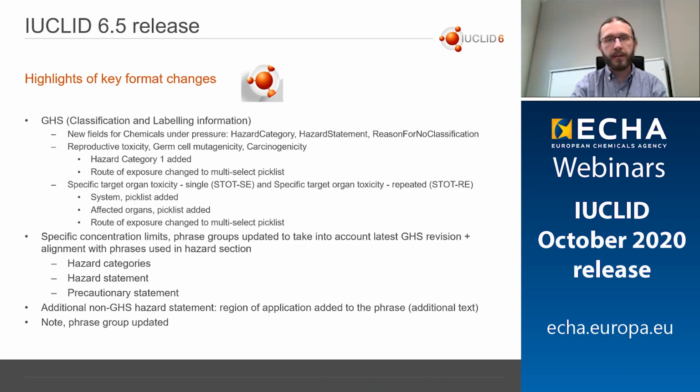Some examples of these changes are the new fields for chemicals under pressure, the introduction of category 1 for reproductive toxicity, germ cell mutagenicity, and carcinogenicity. We have also structured some fields to provide information of affected system and organs. Some additional changes were made in order also to align the different phrases that are used in different fields of the document.